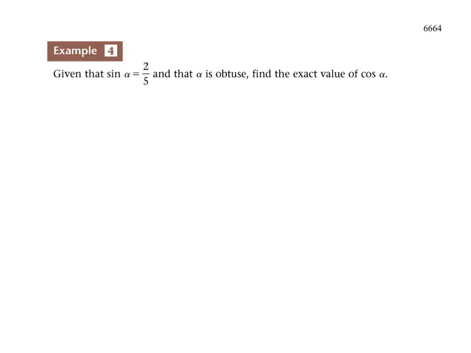And working on another example, we have got an obtuse angle this time. So given that sine alpha is equal to 2/5 and alpha is obtuse, find the exact value of cos alpha. So if we think about obtuse, that's going to be between 90 degrees and 180. So that's in the second quadrant. And we know that must be true because the sine ratio is positive. So it's going to lie in the second quadrant.